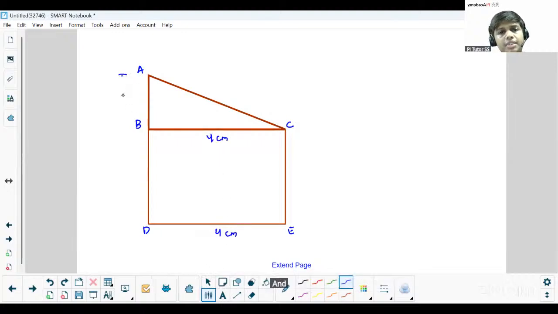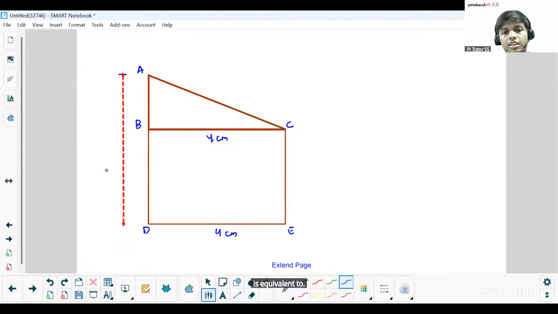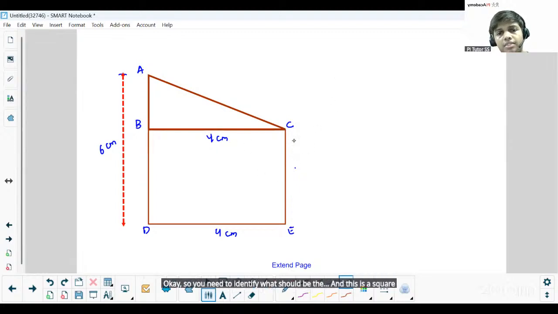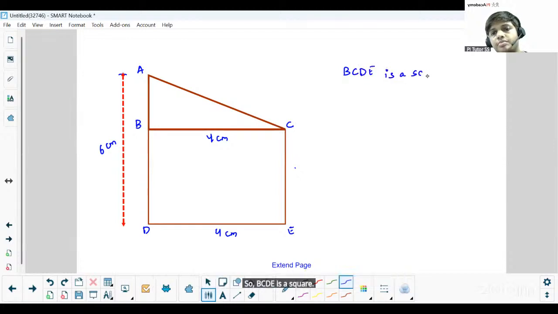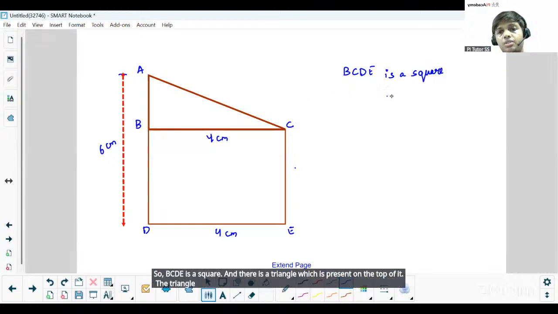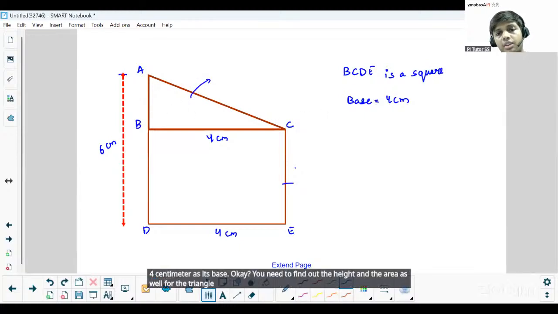And this entire length is given to you. This entire length that is present here is equivalent to 6 centimeters. So you need to identify what should be the, and this is a square that is present here. Let us call this a square. So BCDE is a square, and there is a triangle present on the top of it. The triangle has 4 centimeters as its base. You need to find out the height and the area for the triangle, and accordingly you need to find out the area of the square as well to get the final answer of the compound shape.